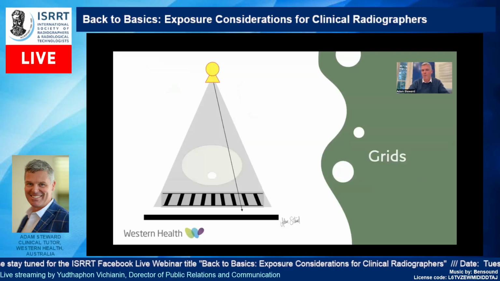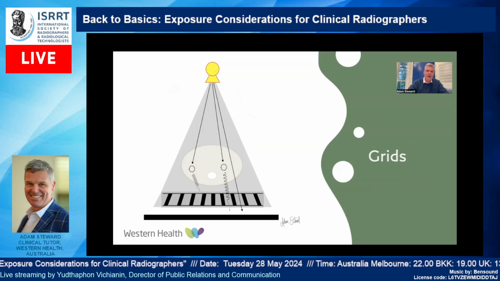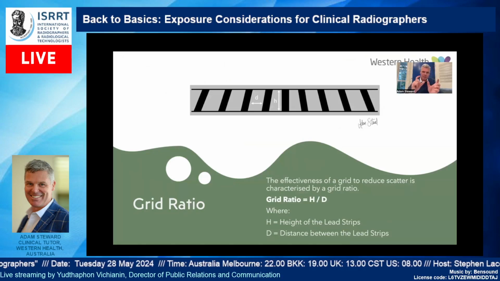Grids work by the primary beam passing through and reaching the detector as long as it's uninhibited, whereas a scattered photon is going to be absorbed by the grid. It is, without question, the single best scatter reduction technique that we have. The effectiveness of the grid is determined by the grid ratio, which is the height of the lead strip divided by the distance between them, the interval between them.